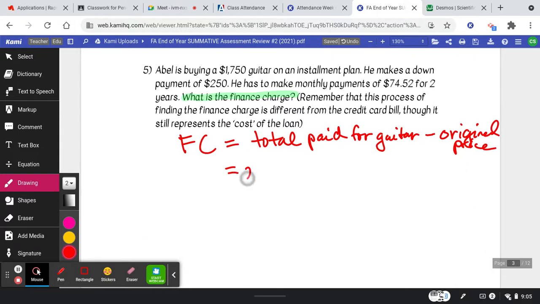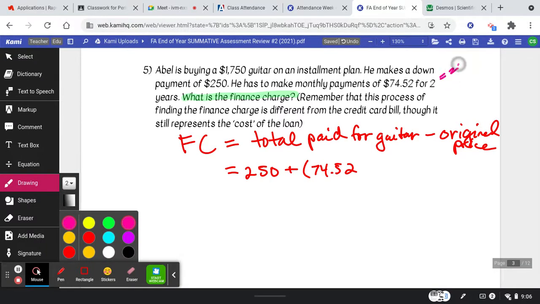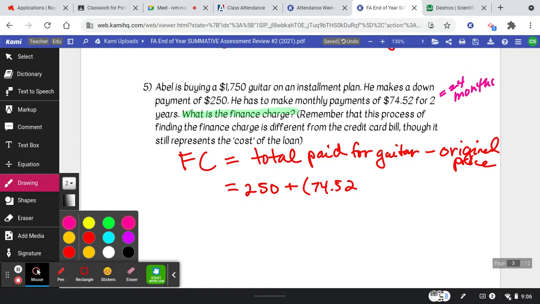So the total paid, you just said, was $250 for the down payment. Plus, we're having to pay monthly payments, Carla. How much are those monthly payments? Yeah, sometimes I make you calculate those, but here they're just giving it to you. It's $74.52. And I'm doing that for 2 years. How many months is 2 years, Carla? How did she get 24, you guys? What did she multiply? She did the 2 years times 12 months to get that 24 months.